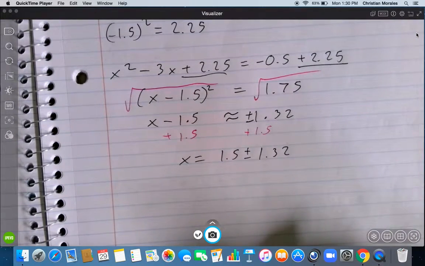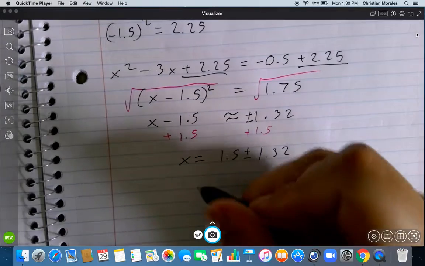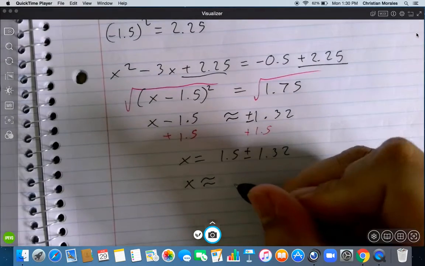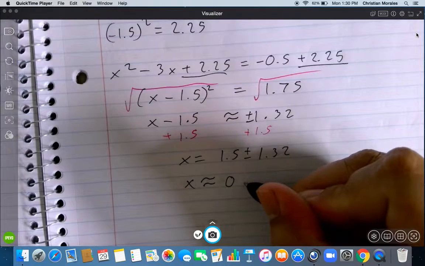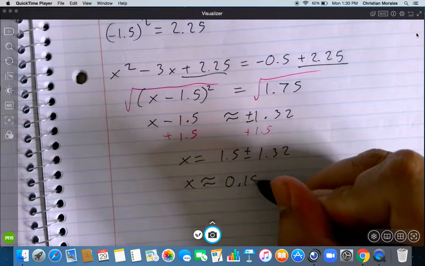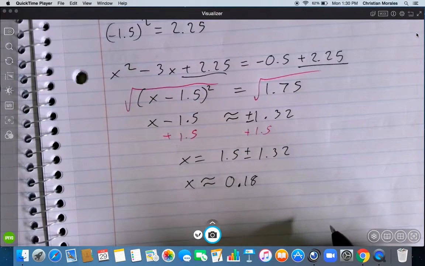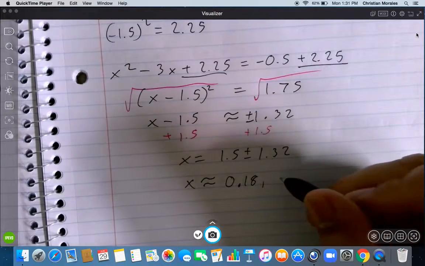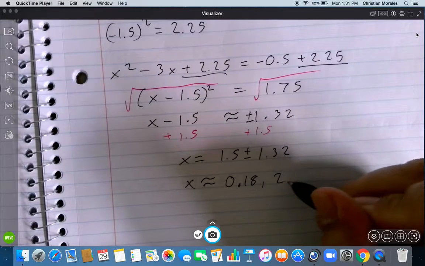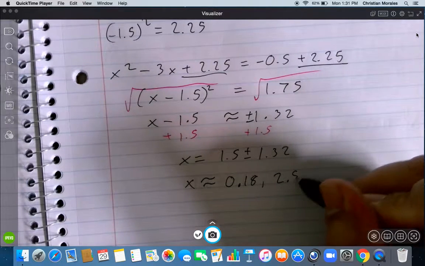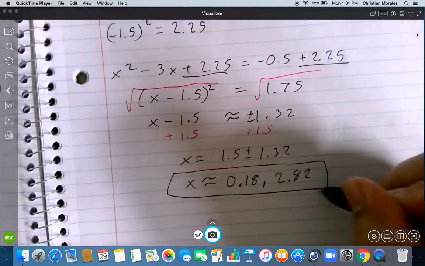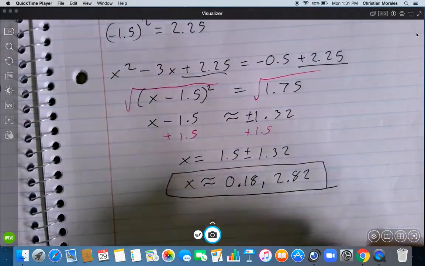All right. So let me do the approximately sign. X approximately equals 0.18 is one answer. And the other answer, if I add that up, is 2.82. So X is approximately those answers. Okay, that's it.